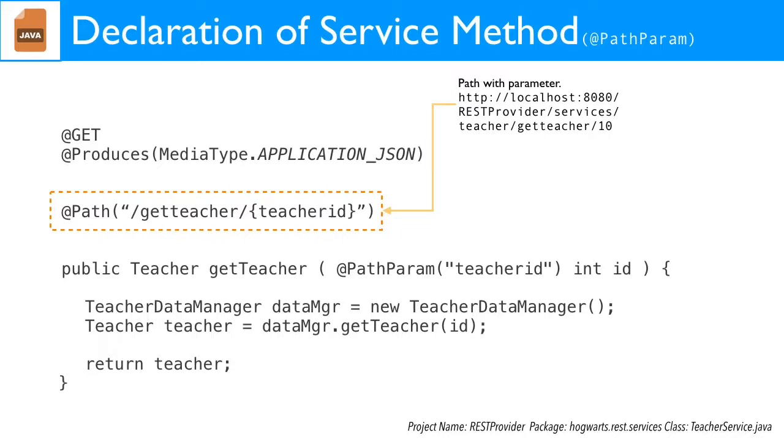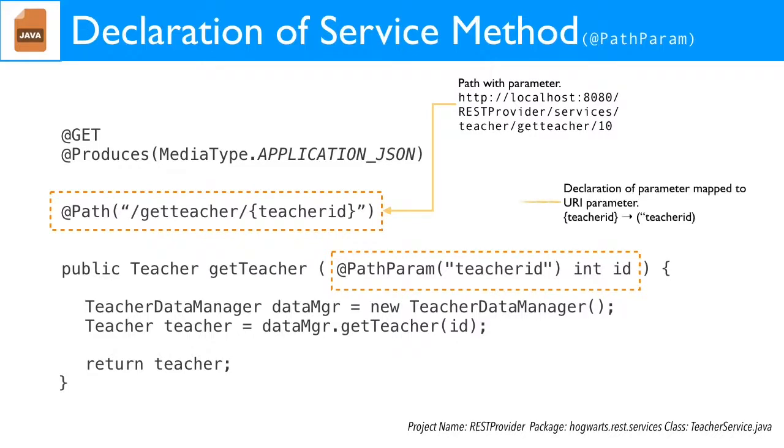Then we need to do some modification to our method here. Instead of the original declaration value of integer, we use @PathParam and specify the name of the URI parameter, which is teacherID, to bind the data between the service and the method. After that, we tell Java that the bound data will be known as id in this method.